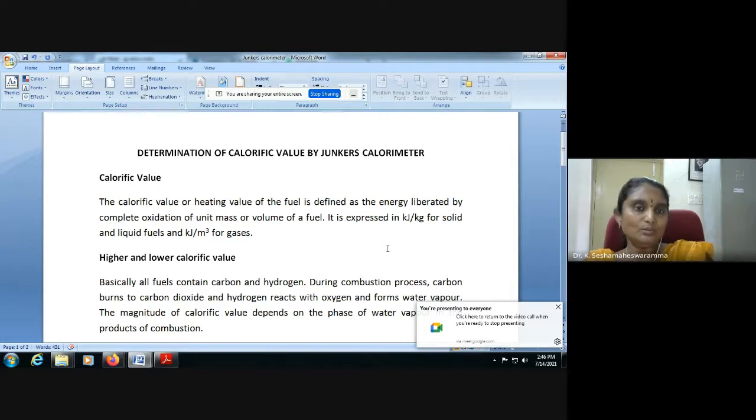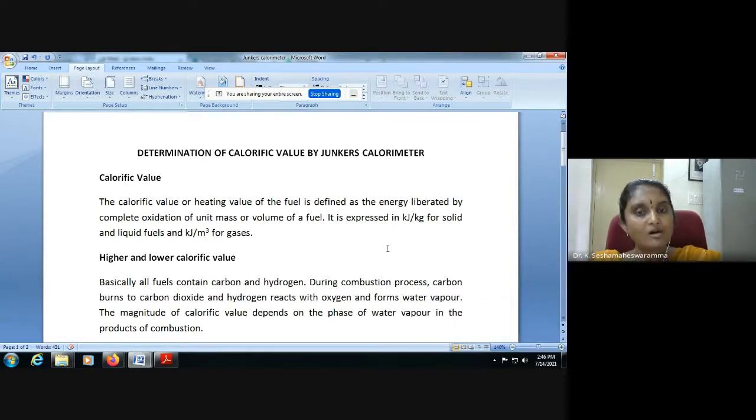The calorific value, or heating value, of a fuel is defined as the energy liberated by complete oxidation of unit mass or volume of a fuel. It is expressed in kilojoule per kg for solids and liquids, and for gases in kilojoule per meter cube.